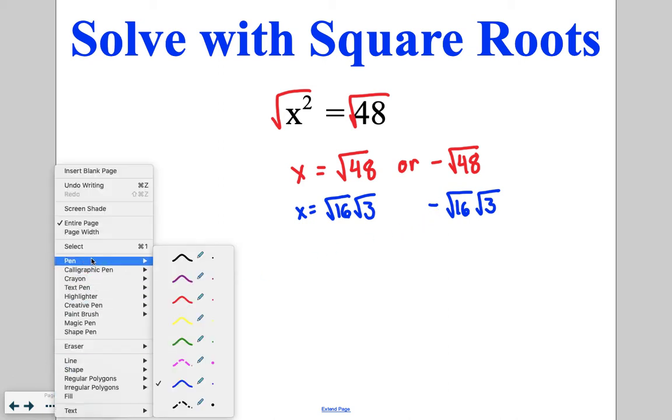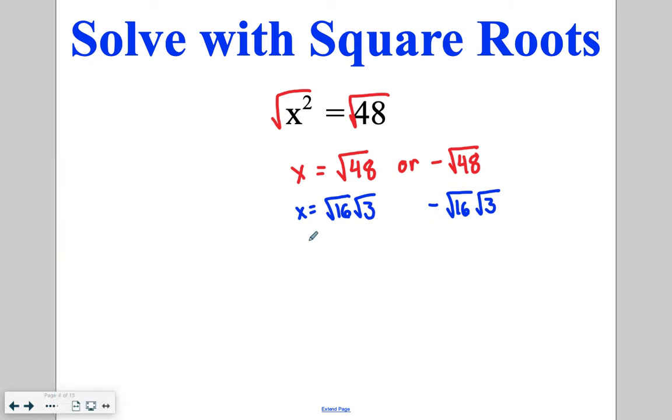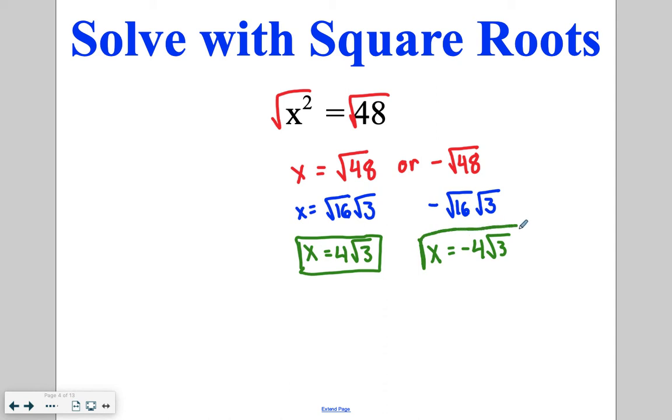So your final solutions to this problem are going to be x is equal to 4 square root of 3 is your first possibility. Or for the second one, you're going to get x is equal to negative 4 square root of 3. So we have those simplified versions. If you can't take the square root, you need to make sure that your answer is in its simplest form using those properties from the 9.3 lessons.